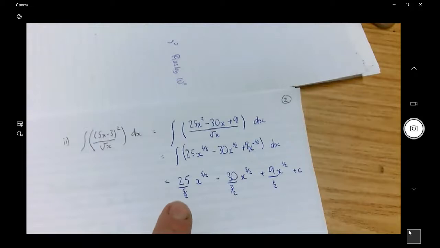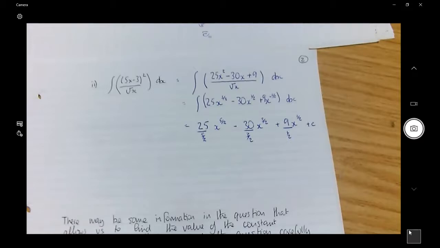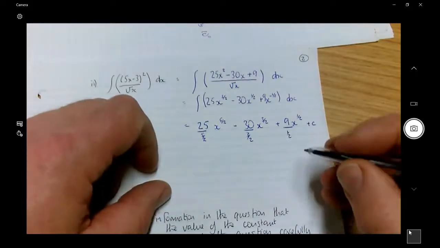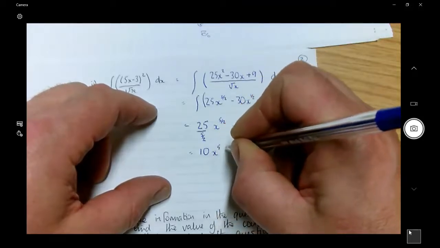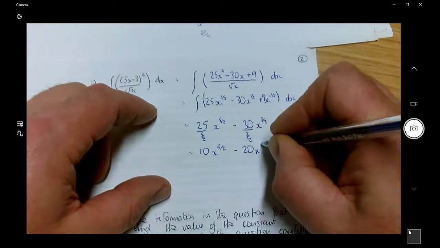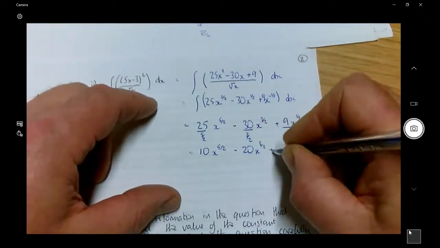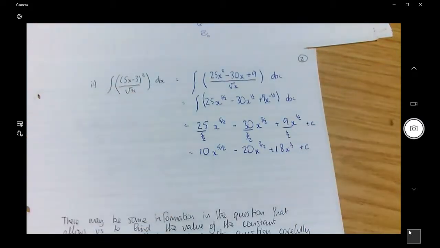And then simply do the divisions. Now, if you're struggling at this point, you've got a calculator. If you're not confident with fractions, which you probably won't be, as you won't be as competent as you should be, then it's fine. Use your calculator, but that would get you to 10x to the power of 5 over 2 minus 20x to the power of 3 over 2 plus 18x to the power of a half plus c. If you're not asked to do anything else with it, you could leave it like that, right? There are lots of ways of factorizing that you might see.